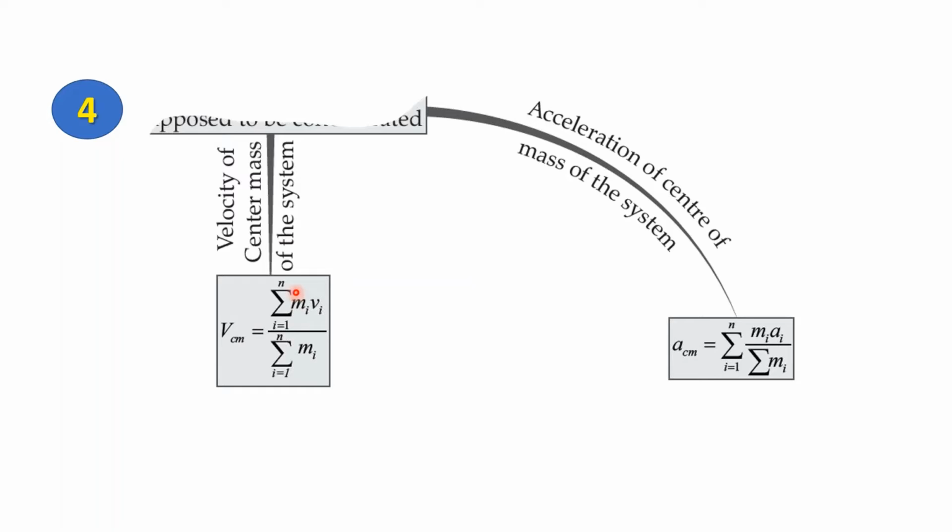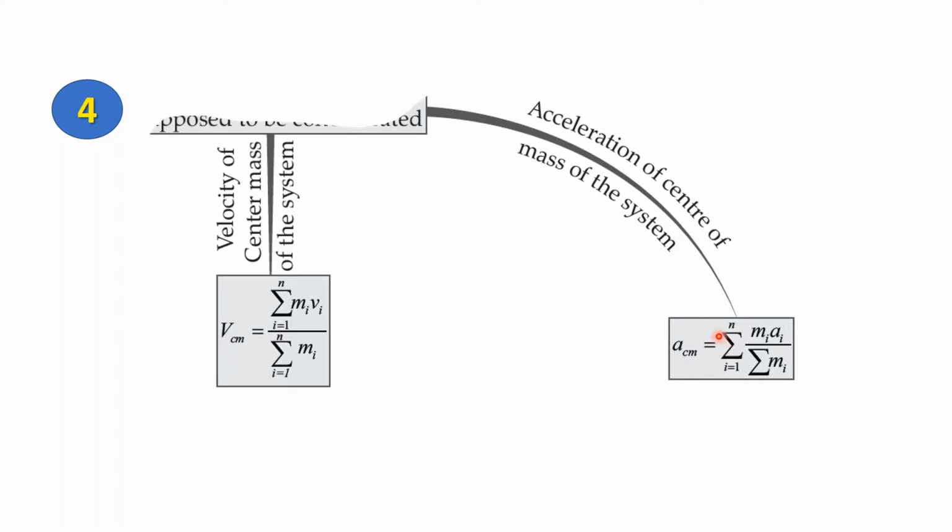So the formula will be sigma i is equal to 1 to n, where n can be any whole number, mi is mass of the body, vi is velocity of the body, divided by the sum of mass of the bodies. So that will give you the velocity of the center of mass of the system. So if you have 2 objects, it will be m1 v1 plus m2 v2 divided by m1 plus m2.